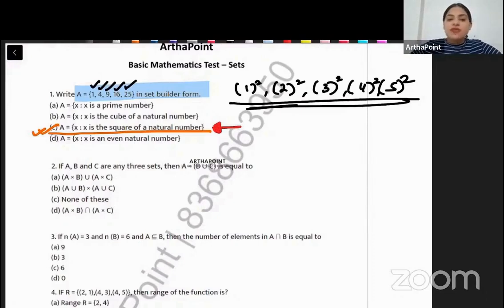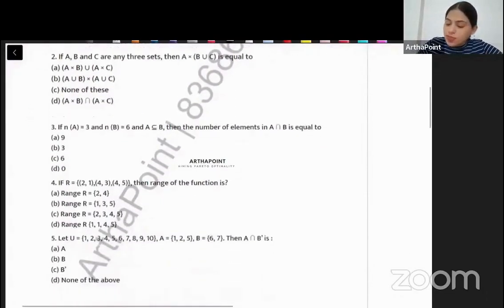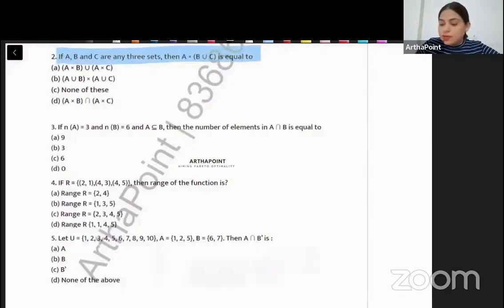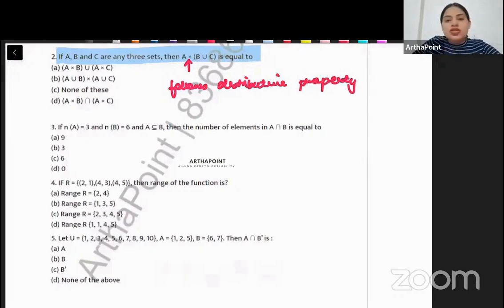Okay, beta, come forward. Come to the next question. Beta, if A, B, C are 3 sets, then A ka cardinal product with B union C will be. So beta, this cross product, it follows distributive property. Distributive property का क्या मतलब है? मतलब I can distribute this across unions.